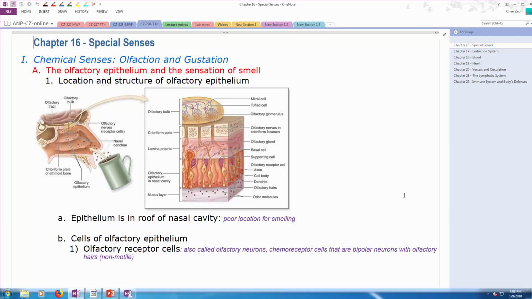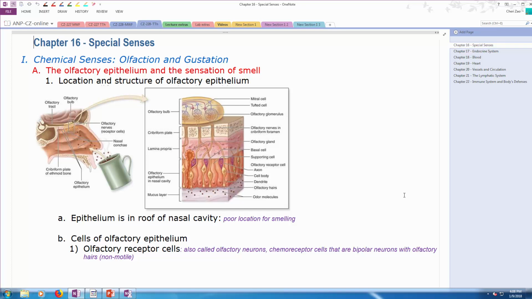Your lab is over special senses, and that's what our first several lectures are over, actual special senses. Now, previously we spent how many chapters? 4 chapters on the nervous system. So this is our 5th and final chapter on the nervous system.